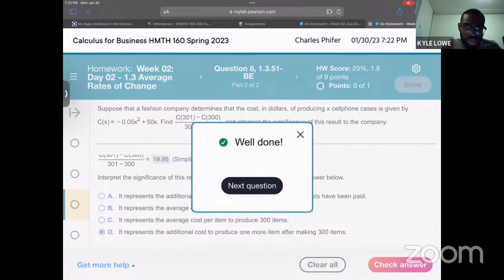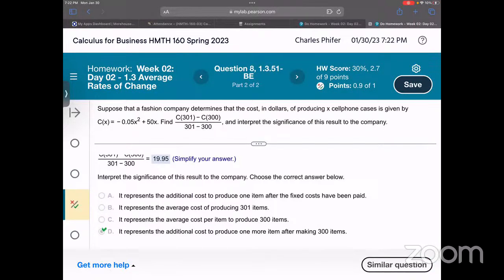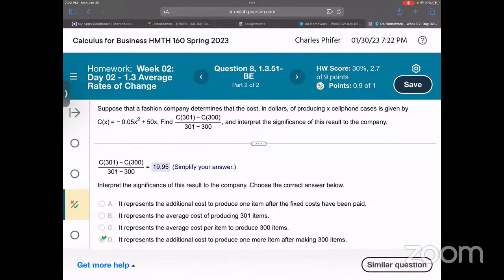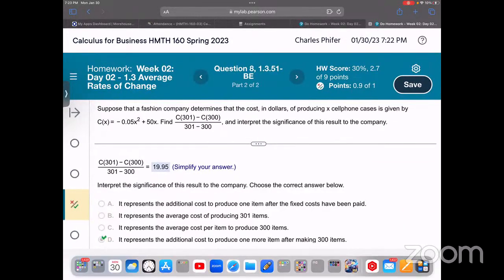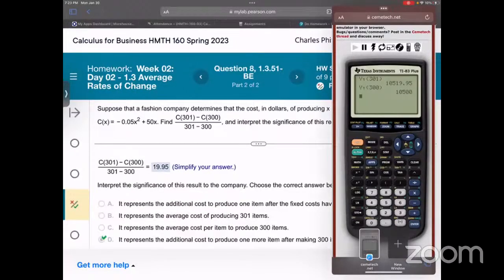Wait, Professor, how did you get 19.95? All I did was take the cost function, plug in 301, and get an answer. Let's see, where'd it go? This one. When X was 301, we got a result of 10,519.95. When X was 300, we got a result of 10,500. So you take the first answer minus the second answer, divided by 301 minus 300. And that's where the 19.95 came from.